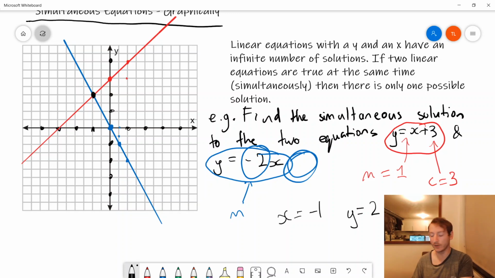So if you're good at your graphing, you'll be able to draw two graphs and look at where they intersect. But the neater you are, the easier it's going to be.